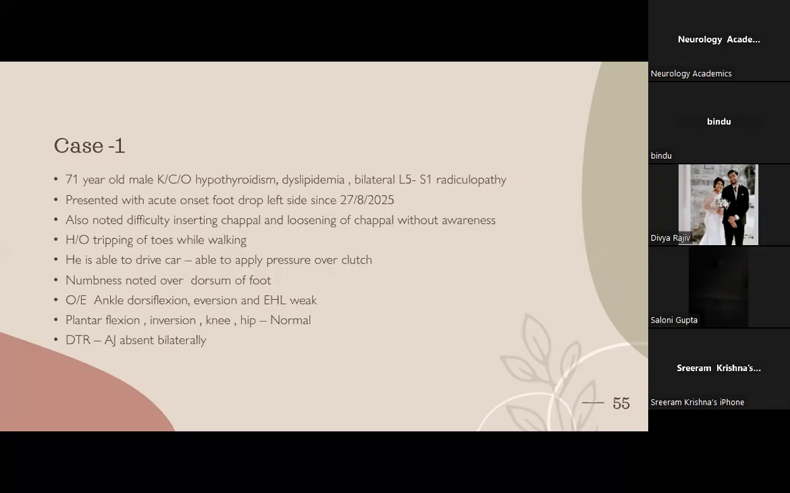On examination also, ankle dorsiflexion, eversion, and EHL are weak. So that comes under the distribution of the common peroneal nerve, because both the deep peroneal as well as the superficial peroneal are involved, since eversion is also weak, and the rest of the knee and hip abduction is normal. The ankle jerk is absent bilaterally, which may be due to the S1 radiculopathy which he previously had. So from the history, it is a common peroneal nerve involvement.